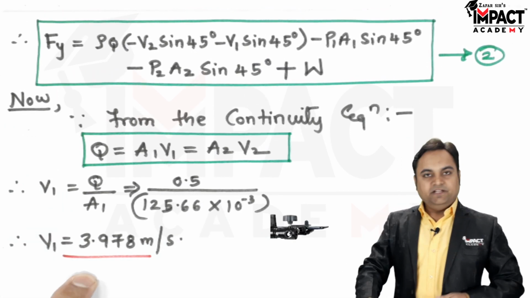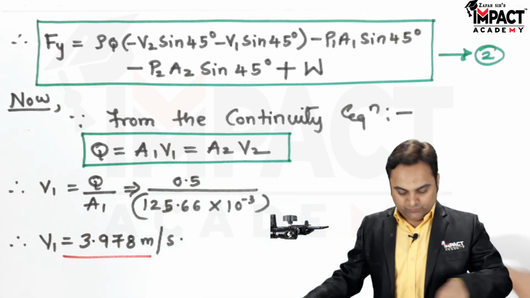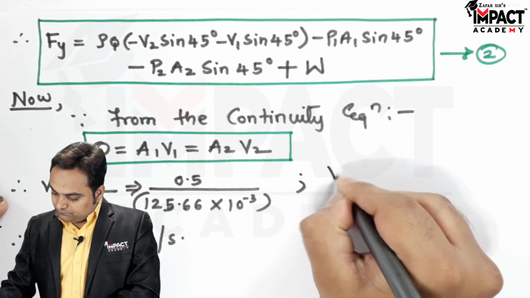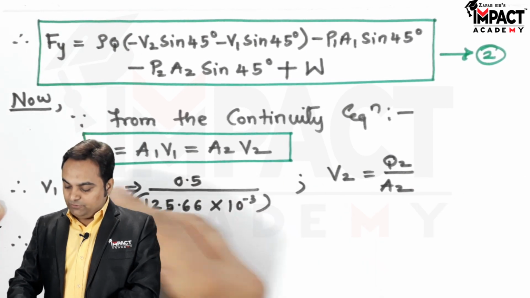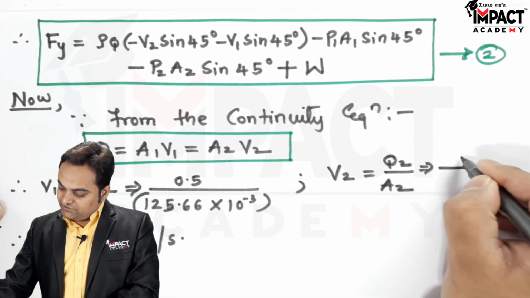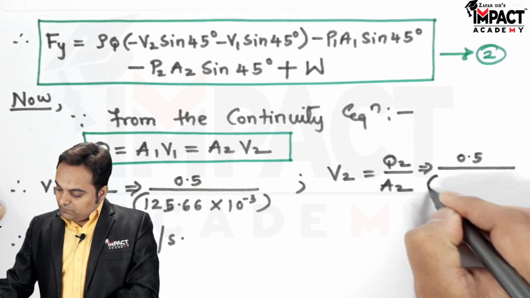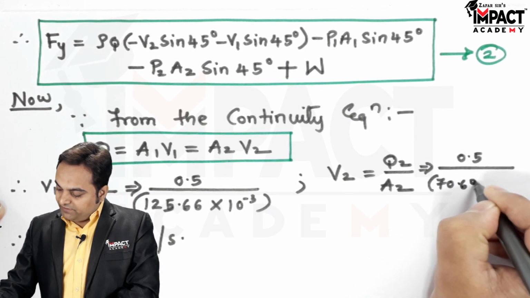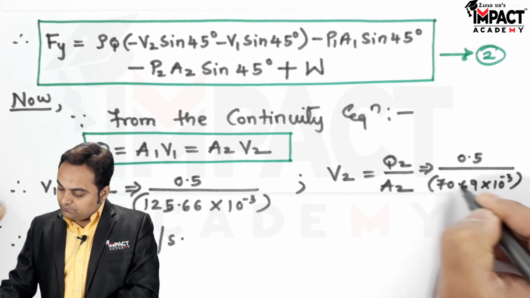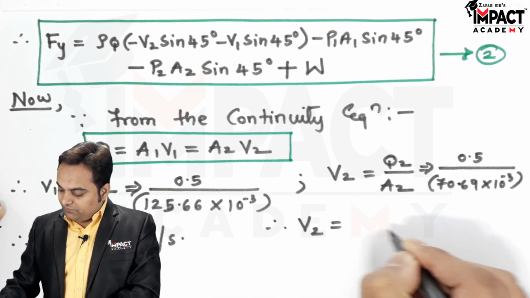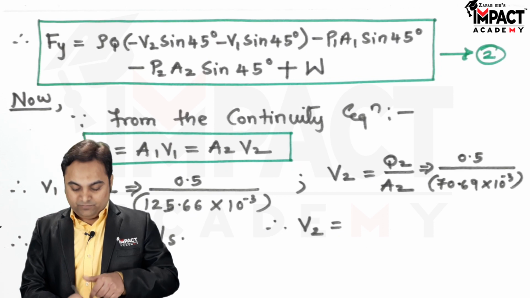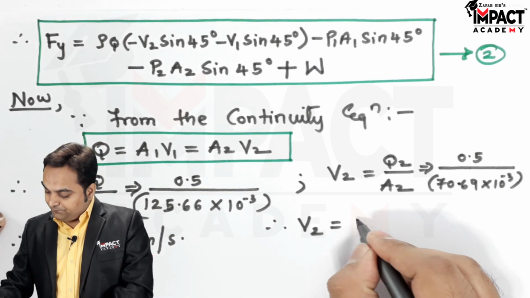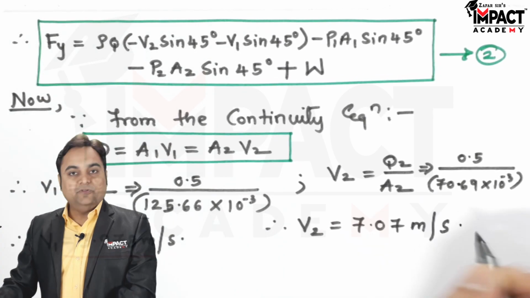So now after getting V1, similarly I'll calculate V2. It would be Q upon A2. Discharge is same. Area 2 was 70.69 into 10 raised to minus 3. So from this V2 value comes out to be 7.07 meter per second.